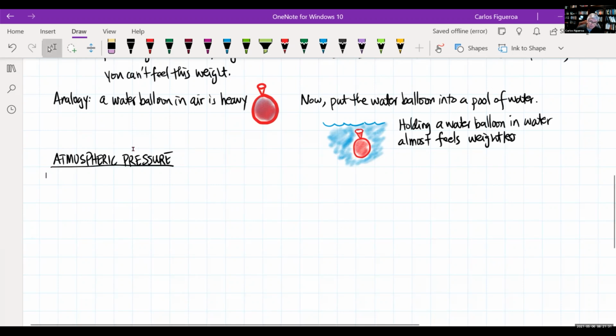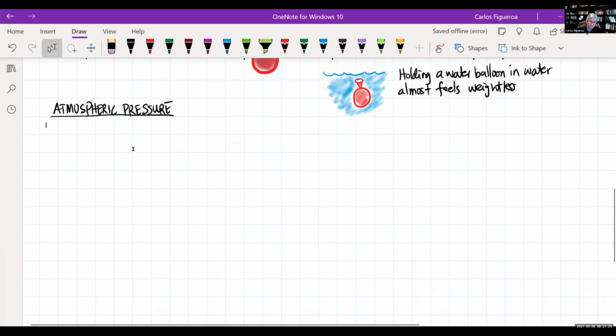To get to atmospheric pressure, we got to get to the atmosphere. And that's really the big thing in this course. So here's what you want to do.